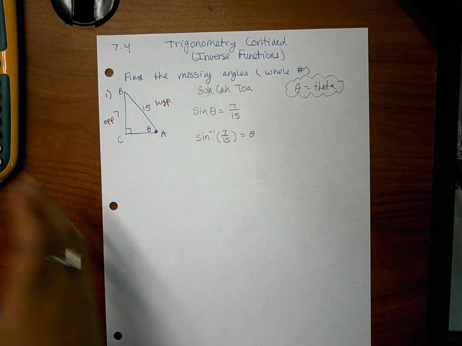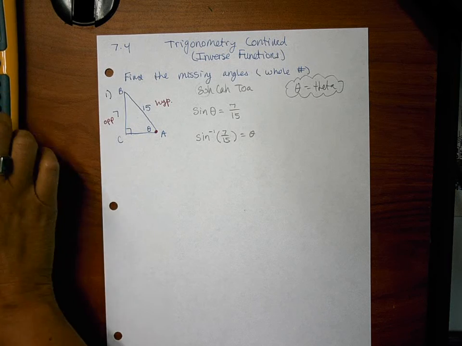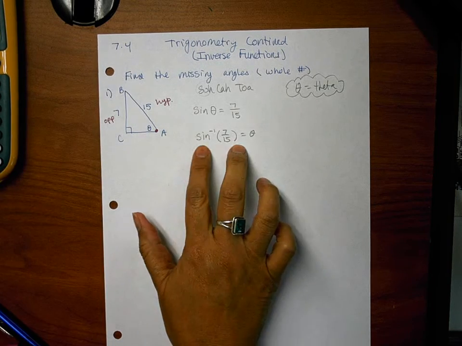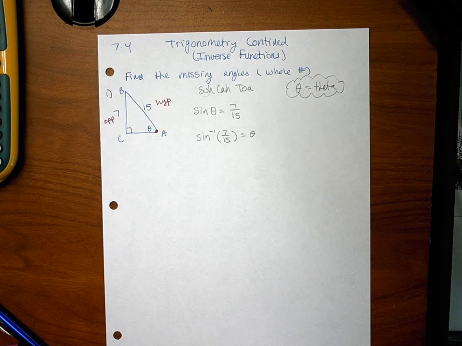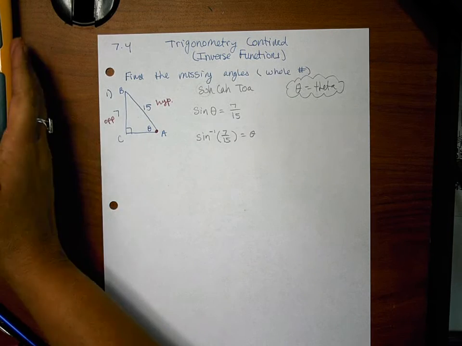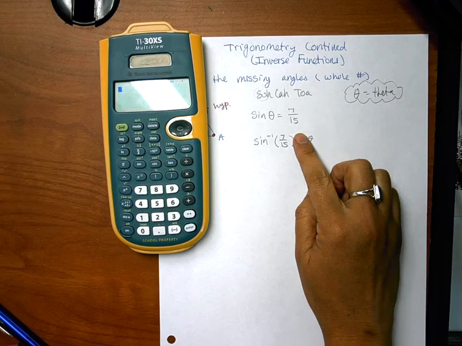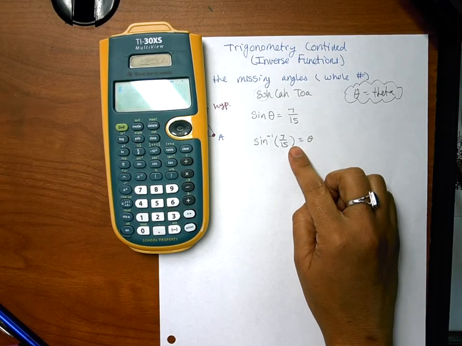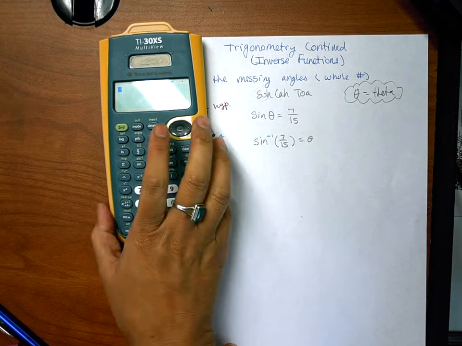Inverse functions, remember we talked about inverse functions undoing each other, inverse operations. So that's what we're doing. We're doing the inverse to undo sine so we can find the angle. What that means is you're telling the calculator, hey, I don't know the angle, but I know opposite is 7 and the hypotenuse is 15. Can you tell me what the angle is? And the calculator figures it out for you.